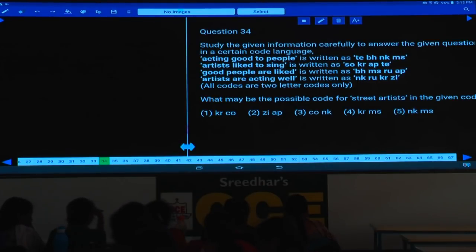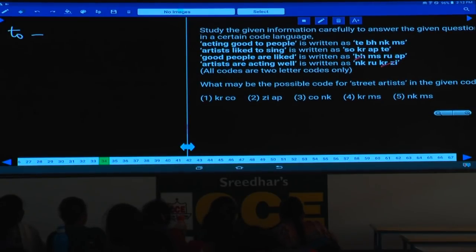Now if you compare the first and the second statements, acting good to people, artists like to sing, what is the word which is common between these two? 2 is the only word which is common between the first and the second statements. And what is the code which is common here? SO, KR, AP and T. T is the code which is common between these two. Hence, the code to this 2 is TE.